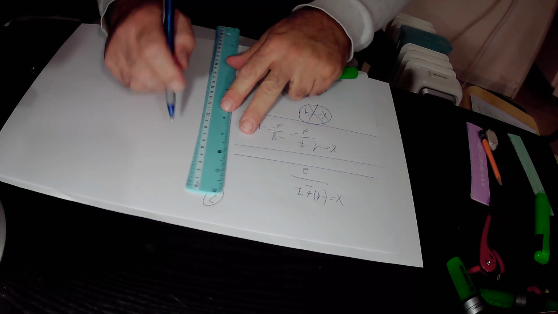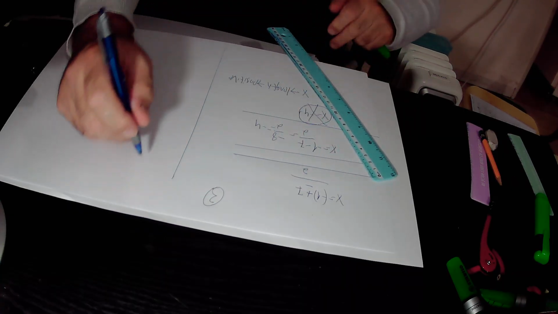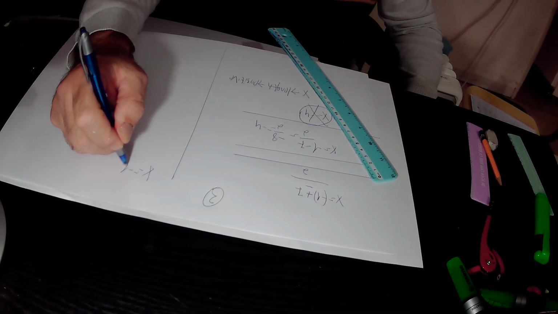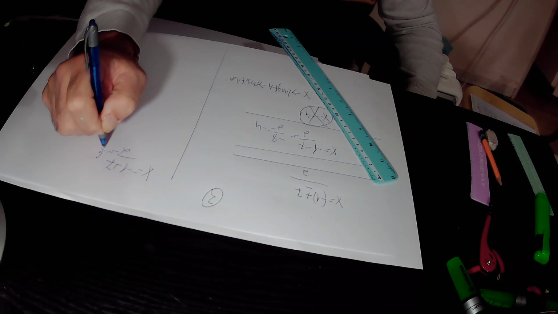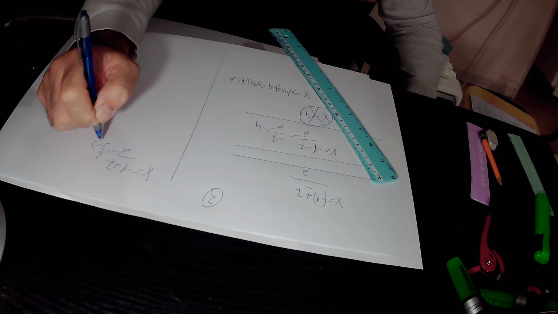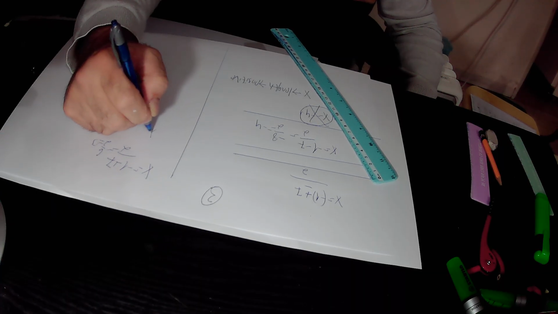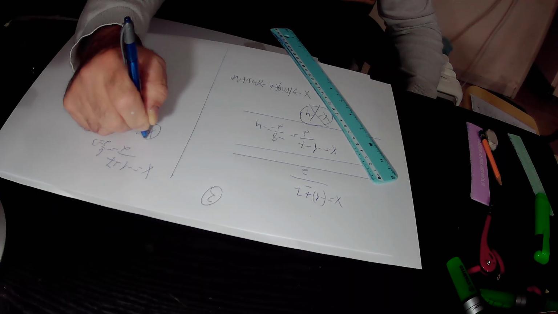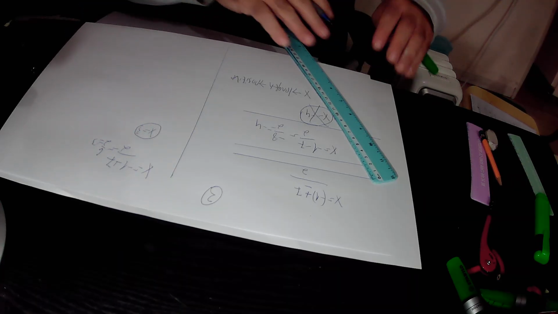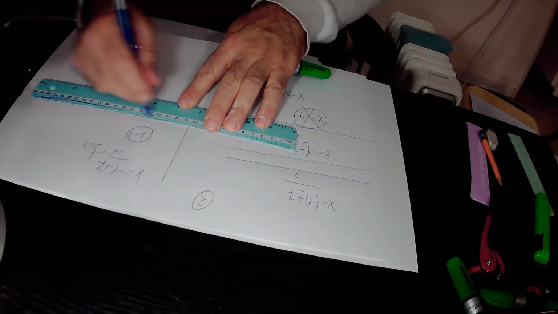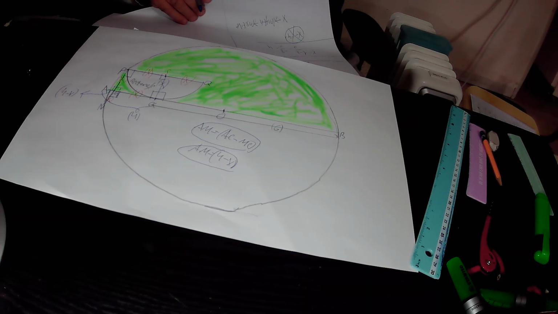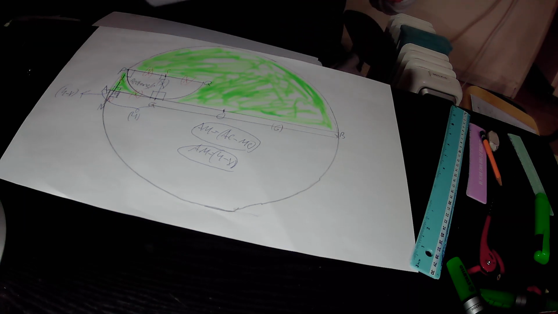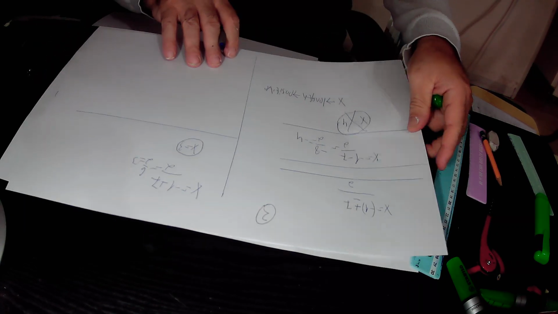The second solution for x is x equals minus 1 plus 7 over 2. Minus 1 plus 7 is 6, and 6 over 2 is 3. According to the second solution for x, x equals 3 units in its length. So the radius of this small semicircle x equals 3 units in its length. Our task is to find out the area of this green shape. So what is the area of the green shape?